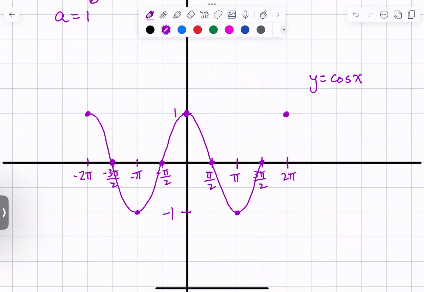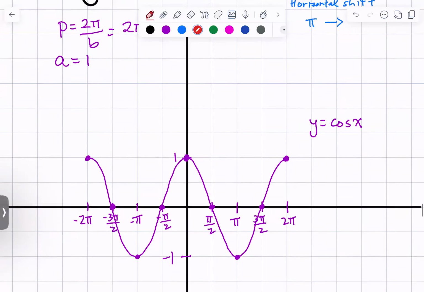Remember our last lesson that we learned that an even function is symmetrical about the y-axis. So if you reflect it over the y-axis, it's the same picture. Okay, and that's the trait that we have right here. All right, so I graphed y equals cosine of x.